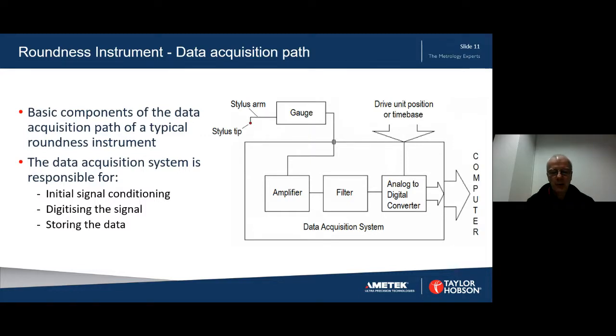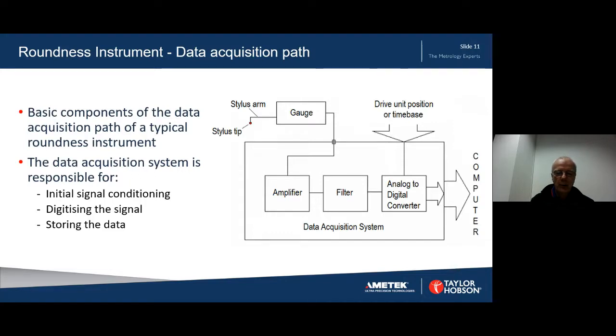Before looking at the analysis of the roundness data to provide the velocity analysis result, it's worth reviewing some aspects of the data acquisition system. Now, this has been covered in a previous presentation called Introduction to Roundness Instruments, which is available on our website should you wish to look at this in more detail. The graphic shown here represents the data acquisition path right from the stylus tip through to the computer. The data acquisition system is responsible for initial signal conditioning, for converting the individual readings into a digital format, and for storing these readings for later processing.